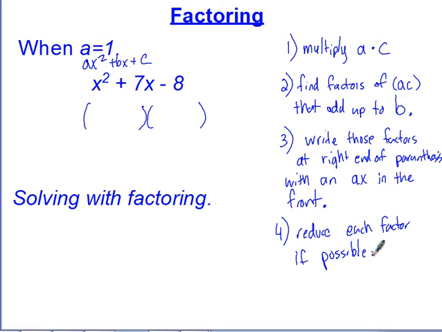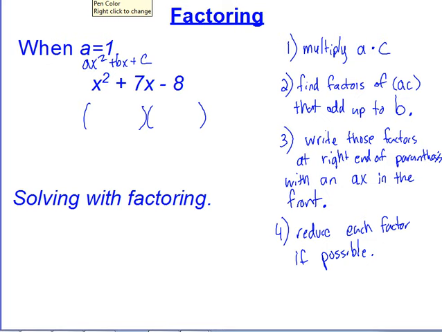So, here's what I want. Here's my equation. My first step, multiply a times c. What was my a again? And my c is? Negative 8. So of course, 1 times negative 8 is just negative 8. There's my number. Step 2, give me factors of that add up to b. So give me two numbers that multiply to give me negative 8, but they also add up to positive 7. Good.